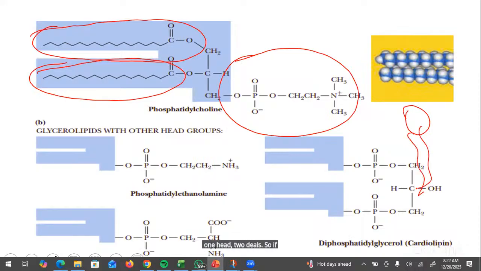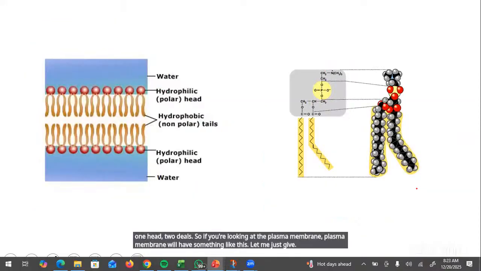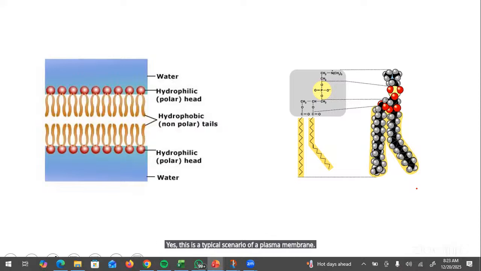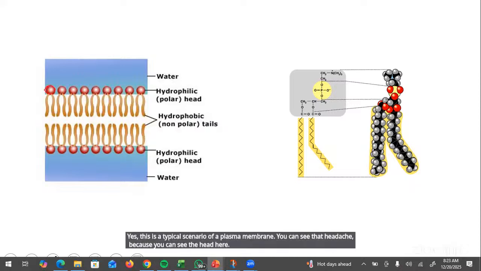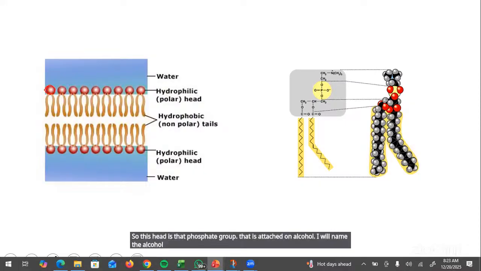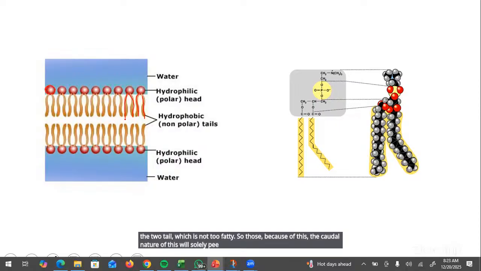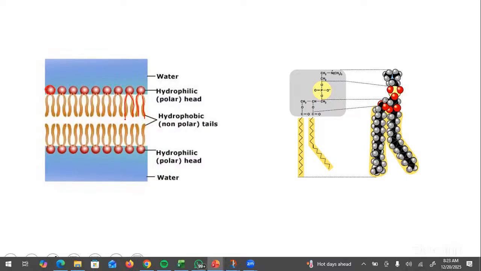If you're looking at the plasma membrane, it will have something like this. This is a typical scenario of a plasma membrane. You can see the head, which is the phosphate group attached to an alcohol. I will name the alcohols that are attached to that phosphate head. You can see the hydrophilic head and the hydrophobic tails, which are the two fatty acids. Because of the nature of this phospholipid, they can form bilayers, and that is why they are used for biological membranes.